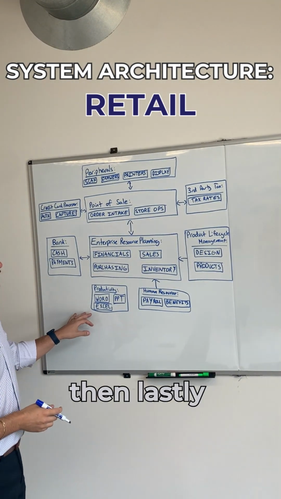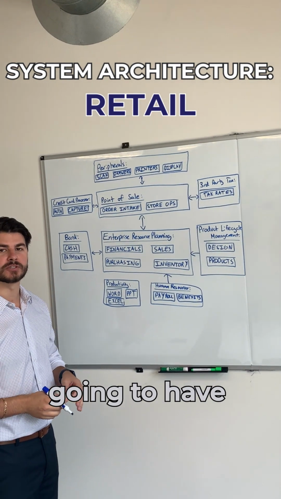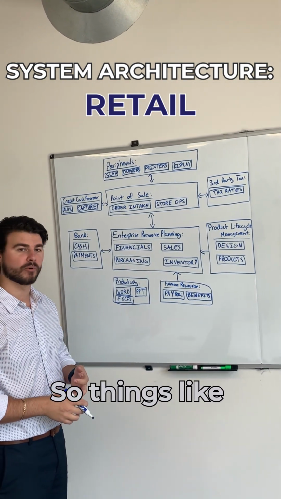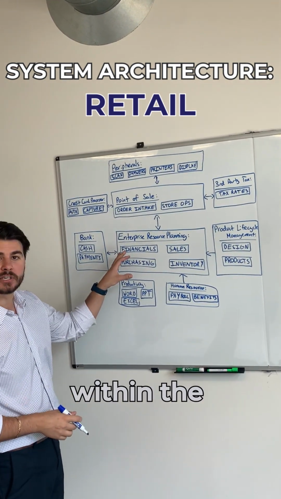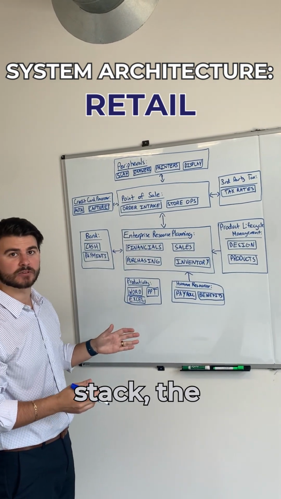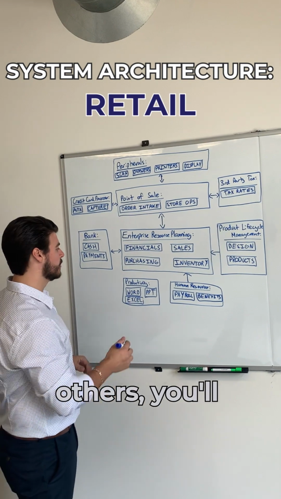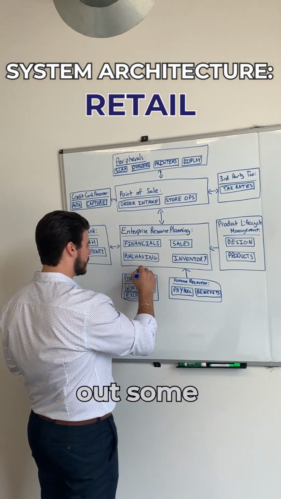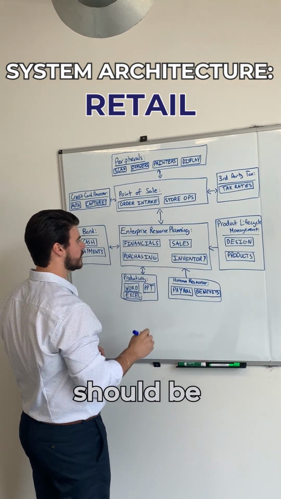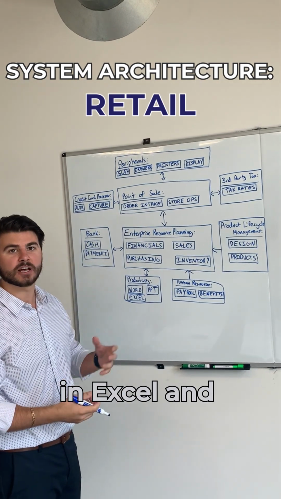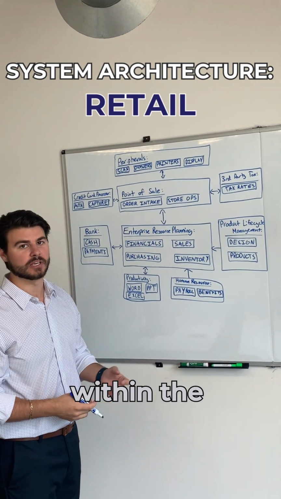And then lastly here, you're going to have your productivity applications, so things like Excel, Word, PowerPoint. Within the Microsoft ERP stack, the Dynamics 365 ecosystem, that is seamlessly interoperable. But within others, you'll have to build out some integrations there, but this should be bi-directional as well, editing things in Excel and then having that published within the ERP.